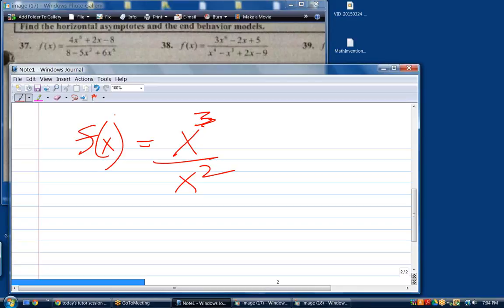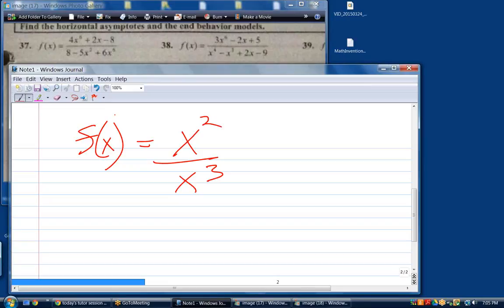What happens here if x goes to infinity? What's this reduced to? Just x, right? So what happens when x goes to infinity? F of x goes to infinity. Okay. Now, let's switch it up and give the other situation. There's only 3 possibilities.